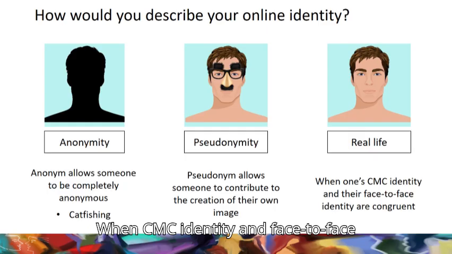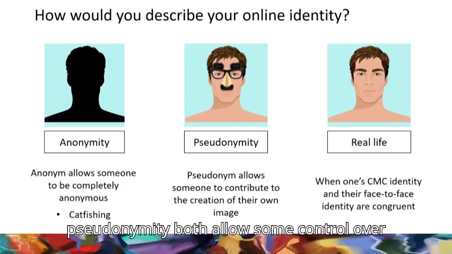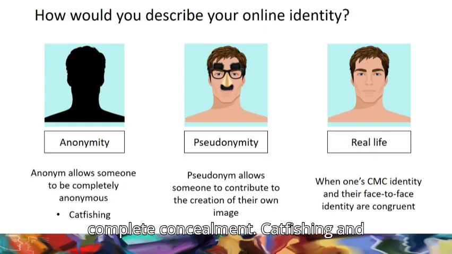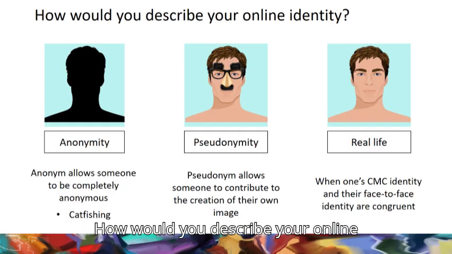When CMC identity and face-to-face identity are congruent, real life and pseudonymity both allow some control over one's image, while anonymity allows complete concealment. Catfishing and anonymity are also part of this spectrum. How would you describe your online identity?